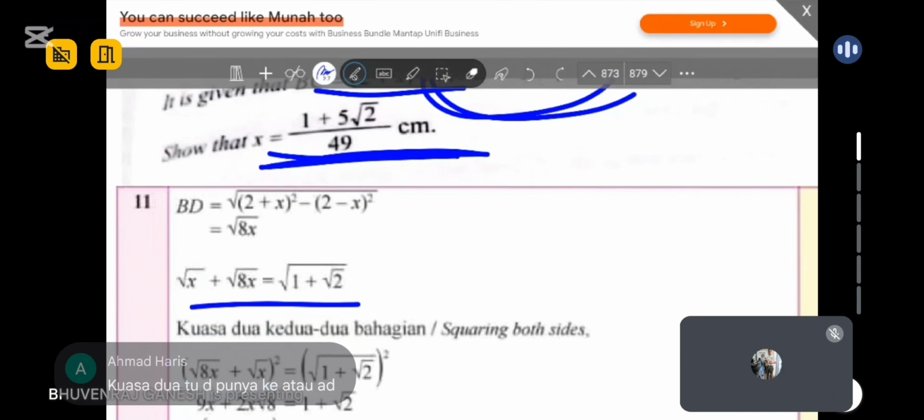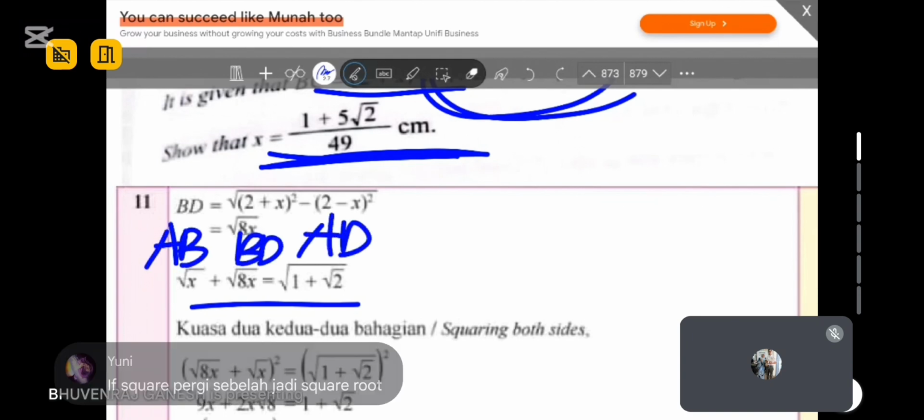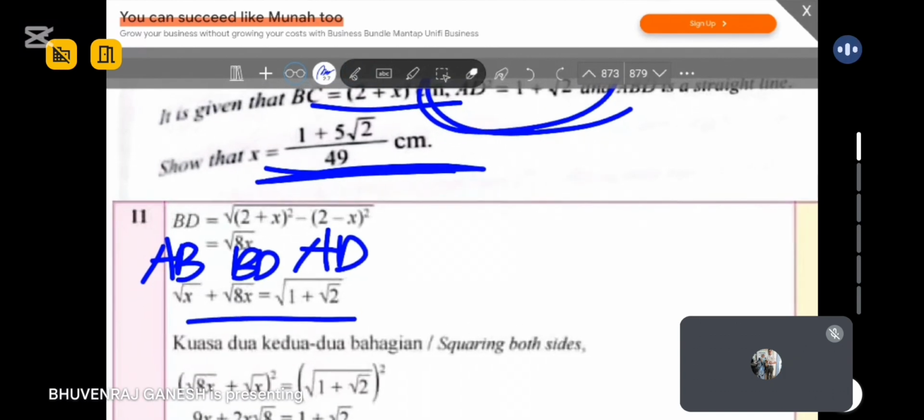Kuasa 2 tu D punya ke atau AD? D punya? Apa maksud D punya? Apa itu D? Yang ni AD. Yang ni AB. Yang ni BD. If square pergi, yes, correct. Guys, if square, you shift to the other side, become square root.